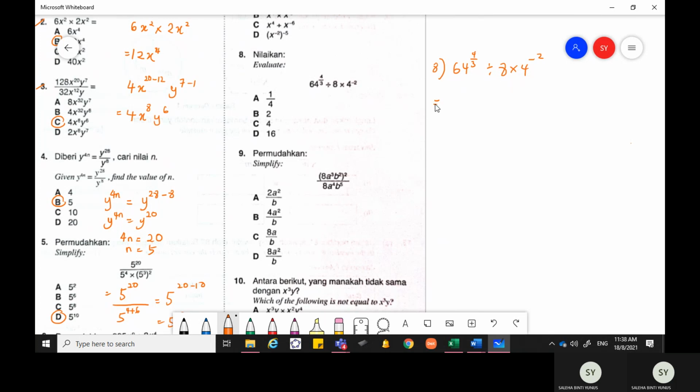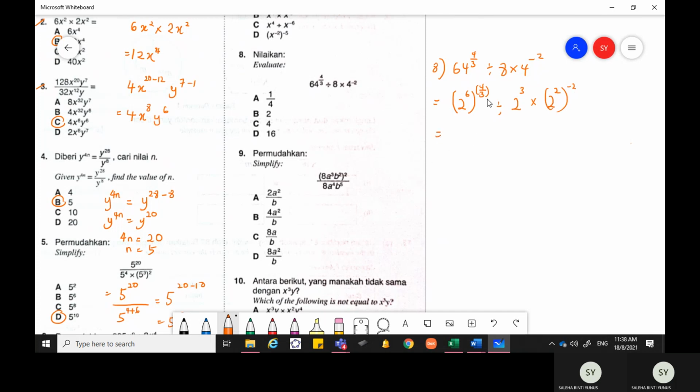So 64 ni equals to 2 to the power of 6, if I'm not mistaken. So saya tukar 64 jadi 2 to the power of 6. So just copy and paste 4 over 3. And then divide 8 will be 2 to the power of 3 times 4 will be 2 to the power of 2. Okay, copy paste negative 2.